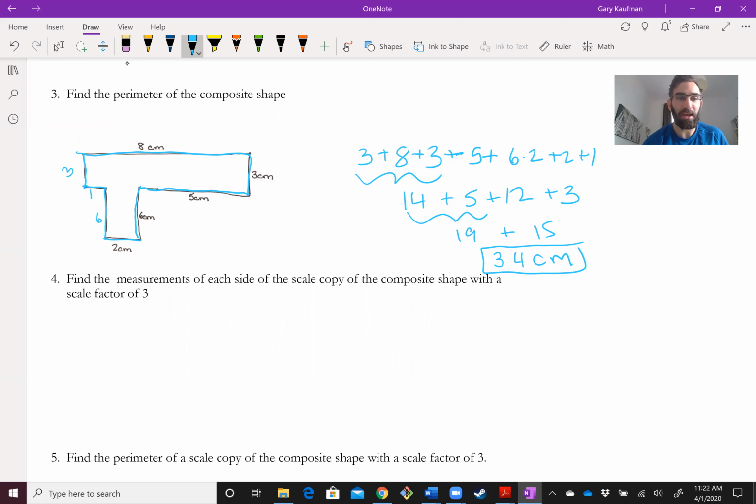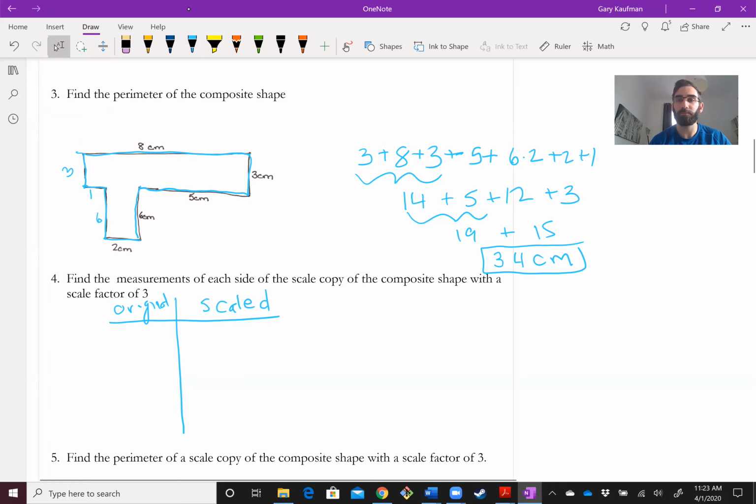Now, question 4, I ask you to find the measurement of each side of the scale copy using a scale factor of 3. Maybe create yourself a table, original and scaled, to make sure you get all of the sides. Go ahead. Here's my table for this. I put in my original side measurements, all of them, even if it repeated. I then found my scaled by just multiplying by 3 because it was a scale factor of 3.